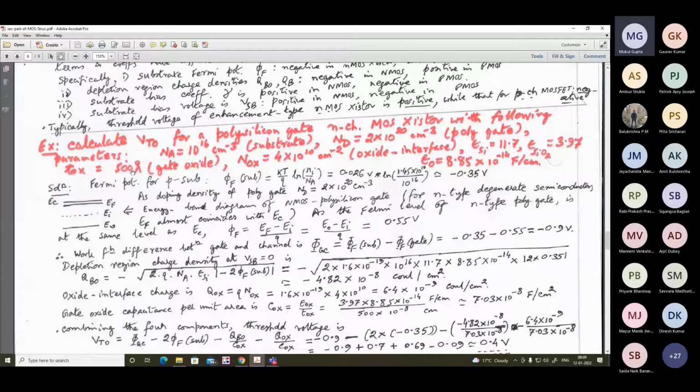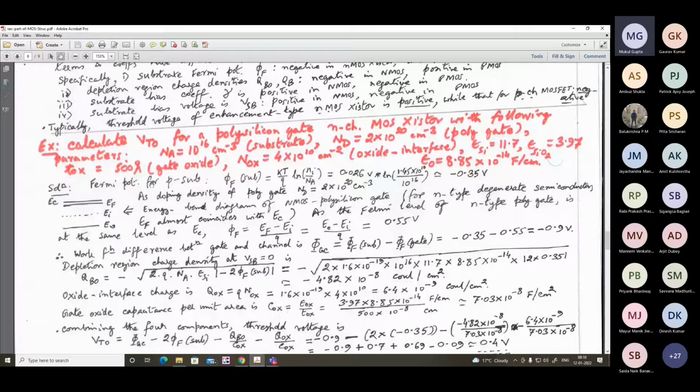1 angstrom equals 10 to the power minus 10 meter or 10 to the power minus 8 centimeter, so you need to be aware of this. Then the positive sodium ion concentration, NOX, is present at the oxide interface, which is why it is called NOX, with subscript OX. It is 4 into 10 to the power 10 per centimeter square. The dielectric constant of silicon is 11.7, and that of silicon dioxide is 3.97, roughly 4. The free space permittivity, epsilon 0, is 8.85 into 10 to the power minus 14 farad per centimeter.